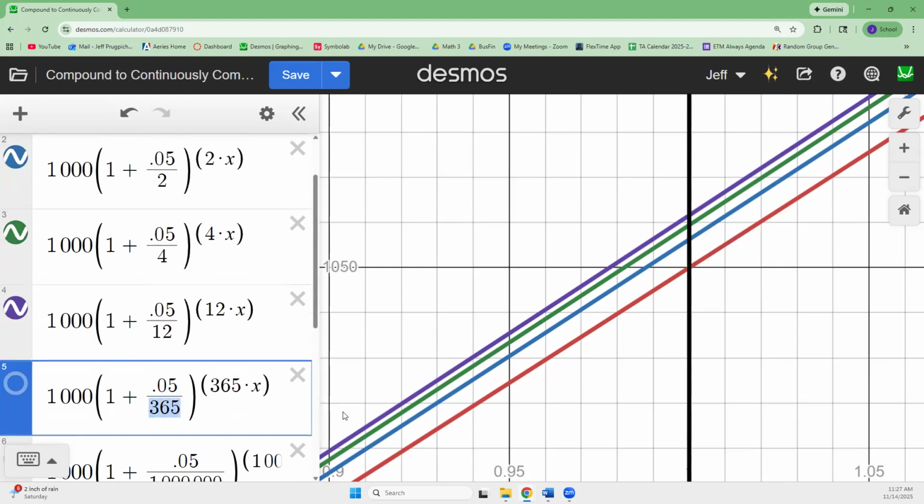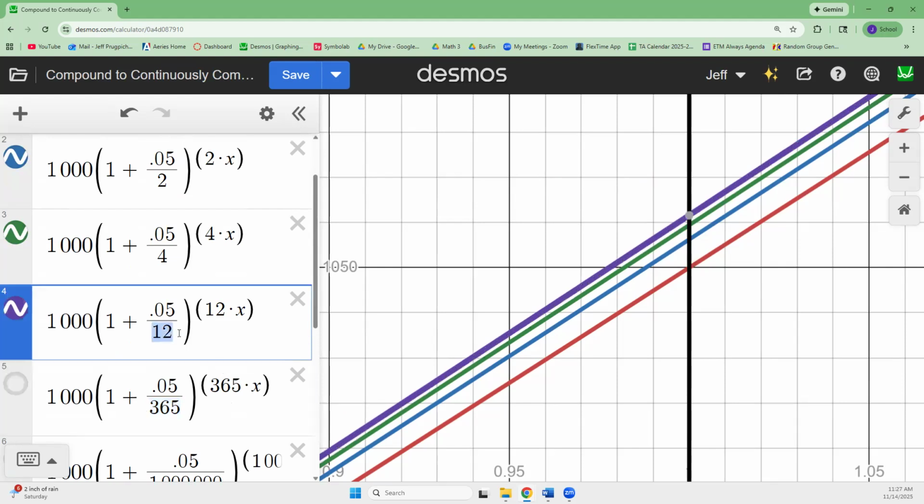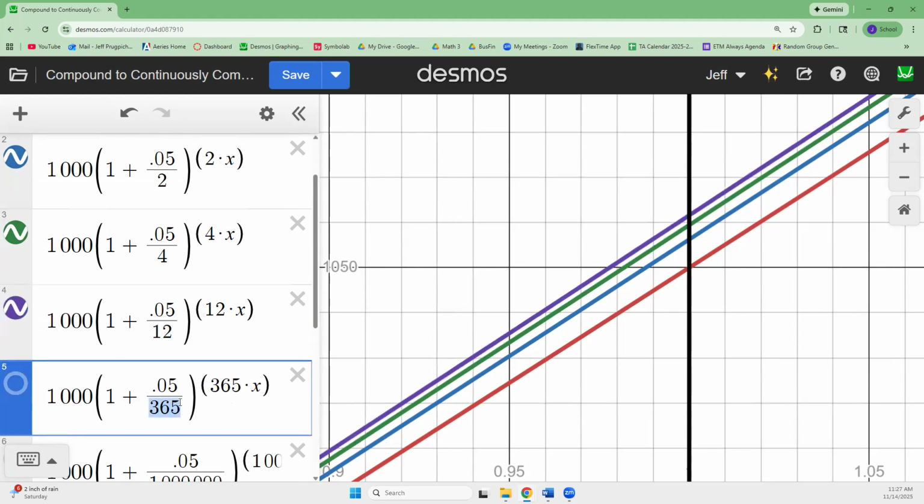Okay, so let's make a much bigger jump. Let's go from monthly to daily, 365 times per year. So that's over 30 times more often than monthly, right? 12 times 30 would only be 360. So 365 should be a lot more, right? Not really.